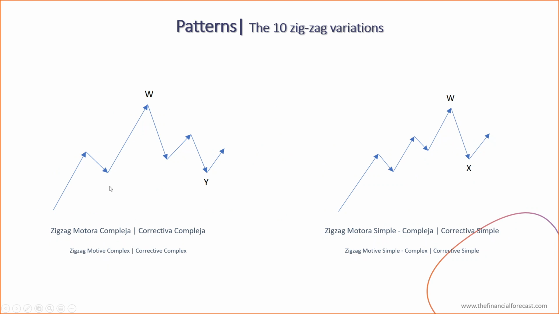Then we can find both complex, motive and corrective. Just remember, we are using only zigzags here. We can find a lot of variations thanks to the alternation mentioned by Elliott. And this is my favorite pattern. Why? Because it's similar to what Elliott mentioned. Here we're talking about the zigzag. The wave W has internal subdivision following the alternation. The first wave is simple, the third wave is complex. This completes W. And then we have a simple correction of wave X.